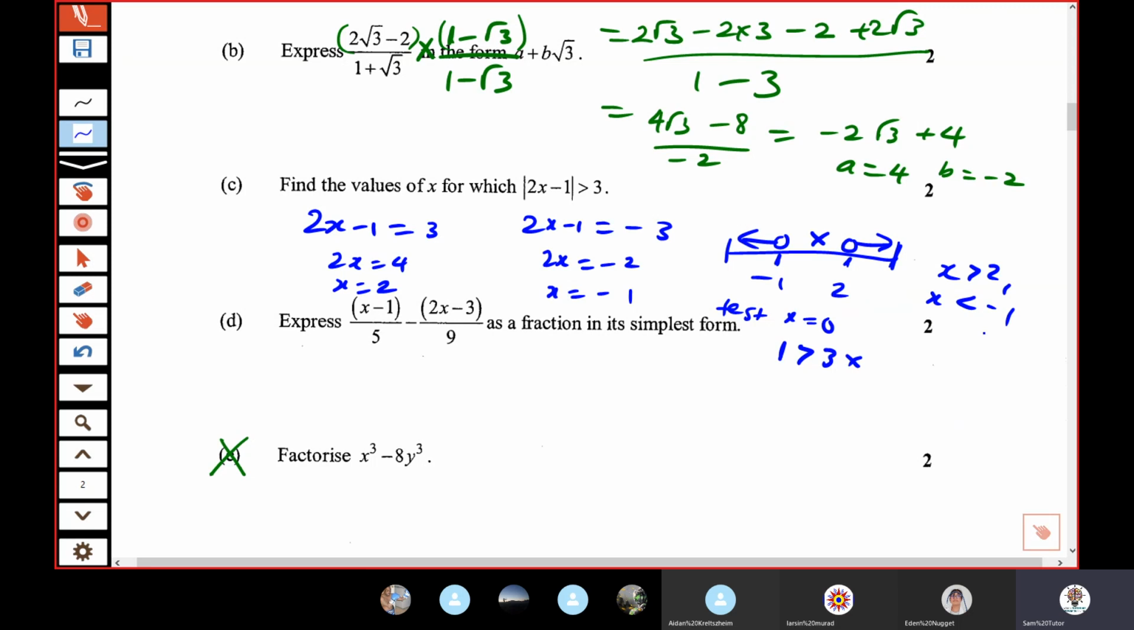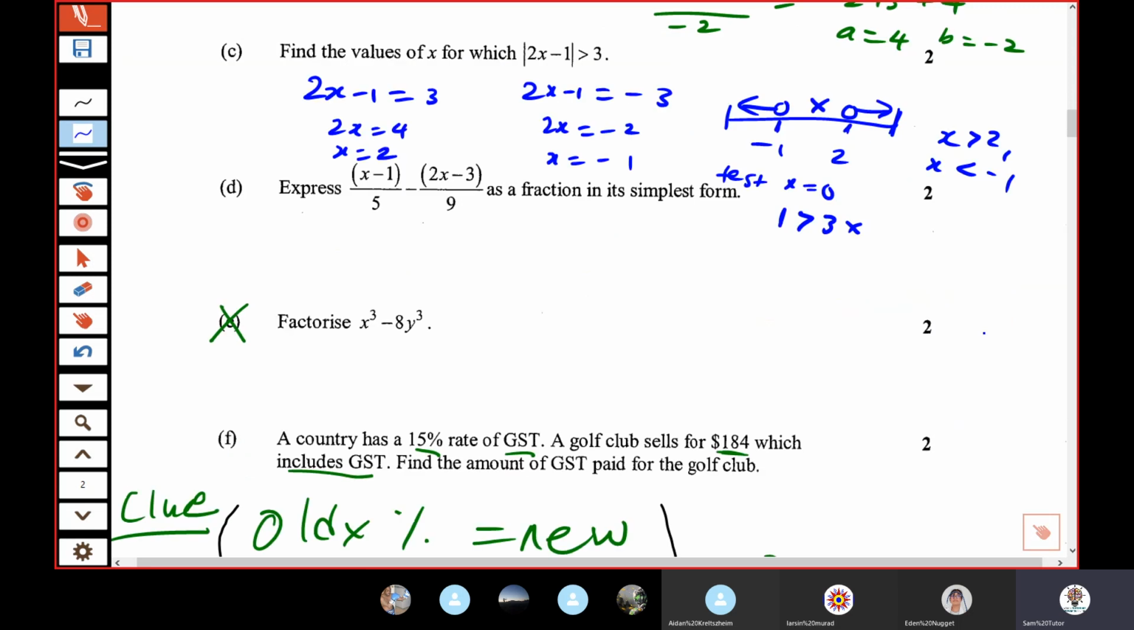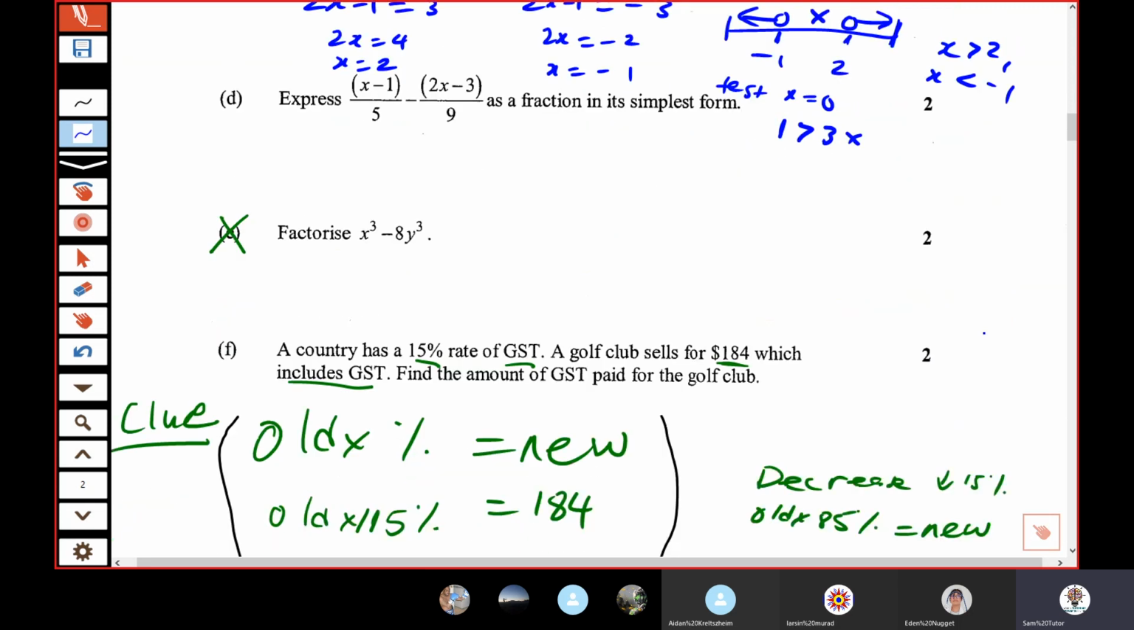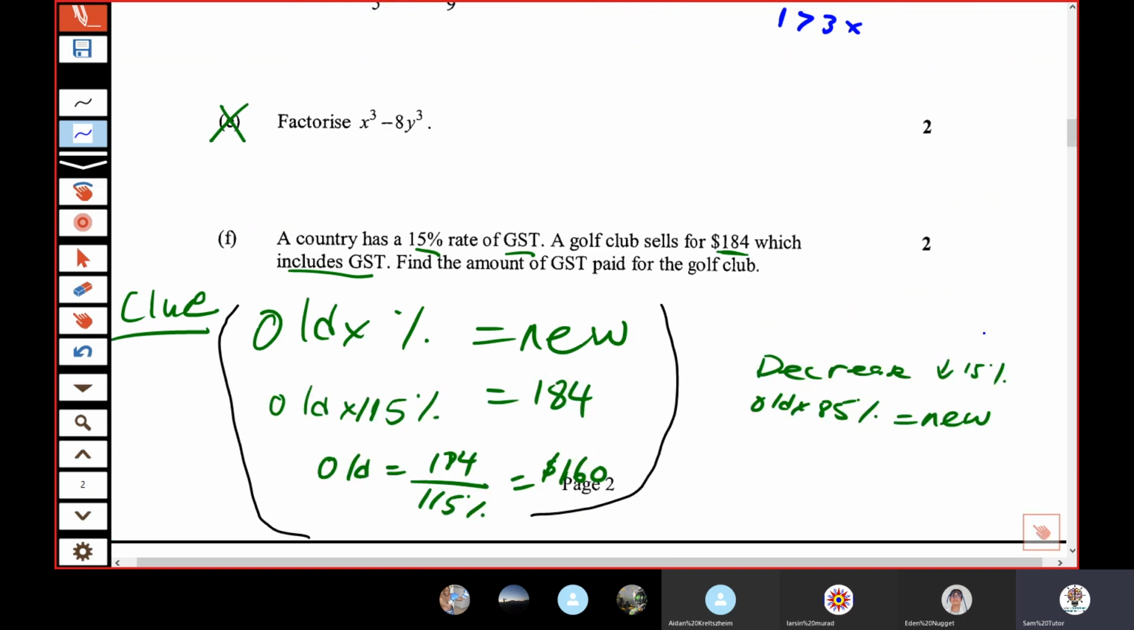Scroll down. So look, you end up getting 160. I think it's good. I got 160. 184, right? $184 over 115%. Yeah, 160. What did it mean?